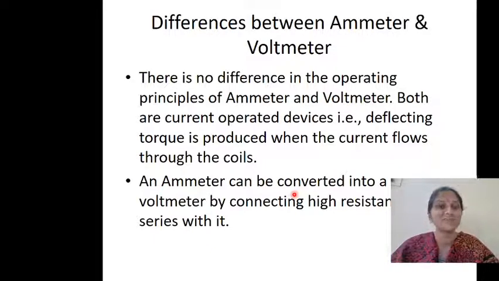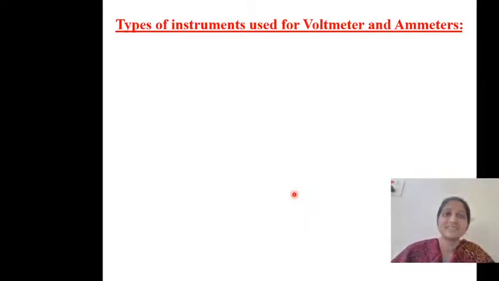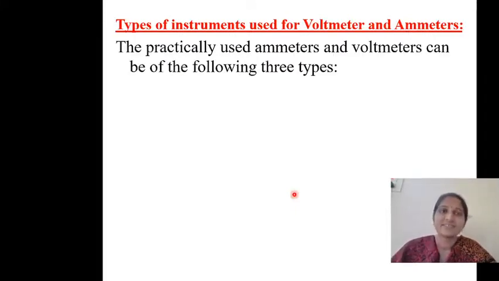MC indicates moving coil and MI indicates moving iron. That means some ammeters are used to measure the DC current, whereas some ammeters are used to measure the AC current. So what are the different types of instruments here? What are the different types?